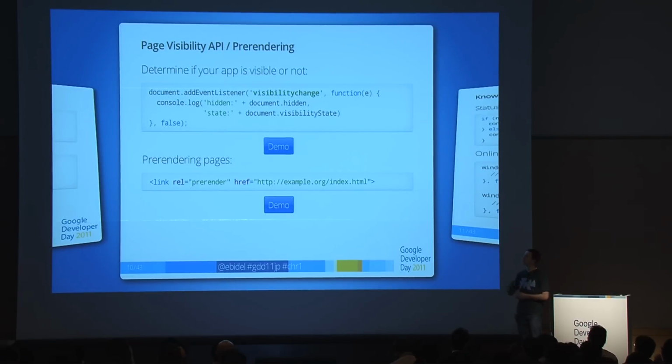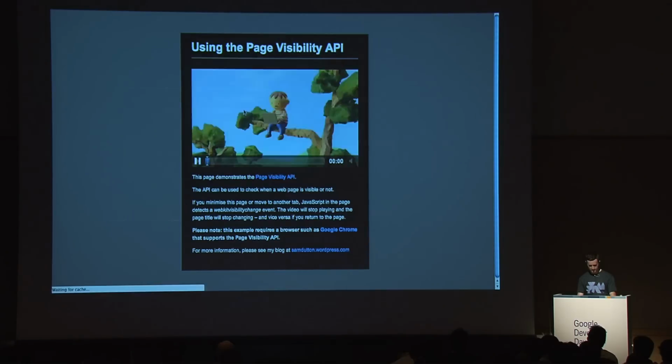So we have a new event that we can listen to, the visibilitychange event. And within that, we can detect whether or not our document is hidden, whether it's visible to the user, and what state it's in. There's a couple different visibility states that I'll discuss in just a second. But let me show you a demo of this.